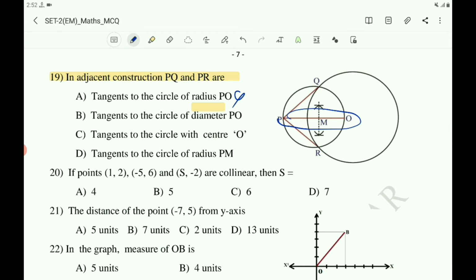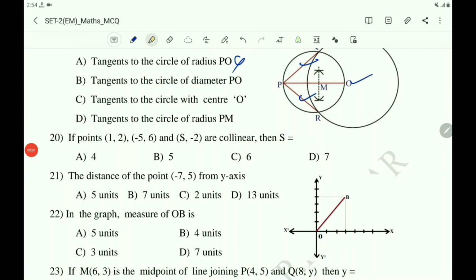Then tangents to the circle of diameter PO. PO is also not a diameter. Tangents to the circle with center O. Yes, here O is the center of the circle and PQ and PR are the tangents to the circle with center O. And one more thing is that PM, QM is not the radius. So which is the answer here? Option C is the answer. 19th question. What is the answer? Option C. Tangent to the circle with center O. Note down the answer.